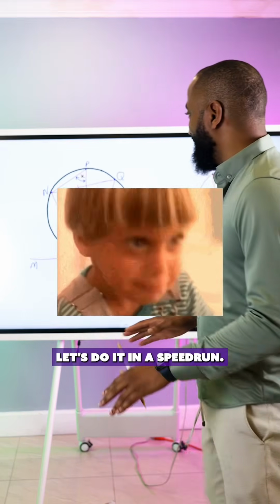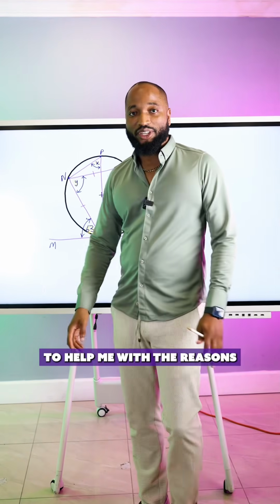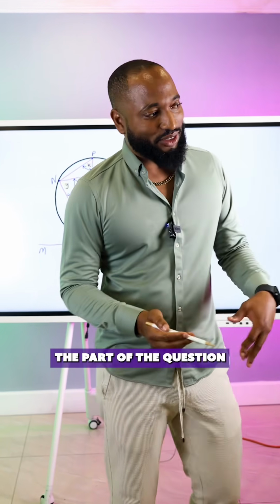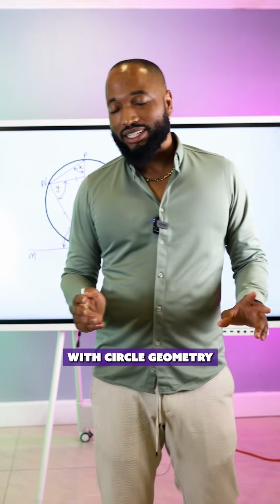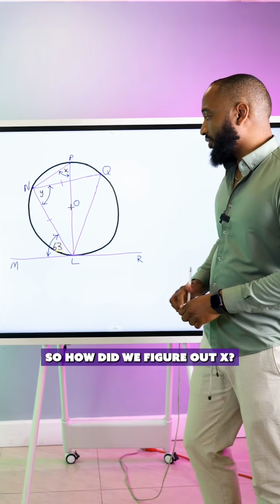Okay, so you all figured out what x and y is? Need more time? Let's do it in a speed run, and I'll ask the editor to help me with the reasons. The reasons is normally the part of the question that annoy people with circle geometry, because you have to state the reason, then do the calculation. So how did we figure out x?